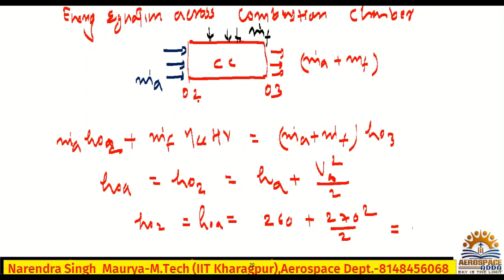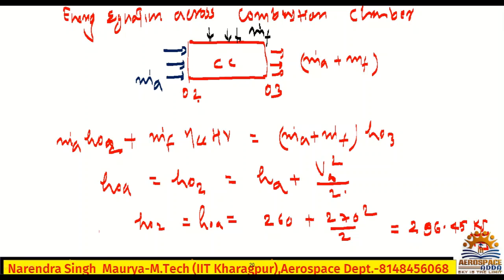How much will we get this? I'll write first 270 square by 2 plus 260, times 10 power 3 divided by 10 power 3. How much? 296. This is 296.45 kilojoule per kg. All right.